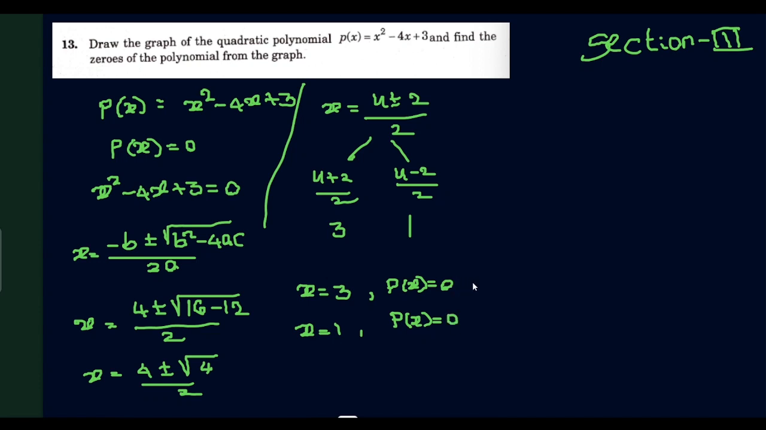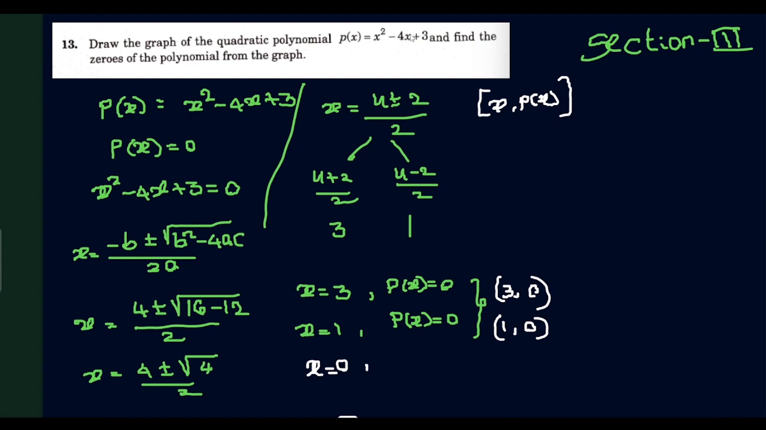So in both cases, we can write the points as 3 comma 0 and 1 comma 0, because we need to draw the graph for x and p of x, right? Now we need to find one more thing: what happens if x is equal to 0? Simply put x equal to 0 in this equation, then you will get p of x equal to 3, right? So we got one more point, that is 0 comma 3.